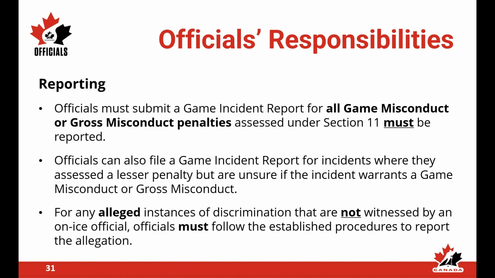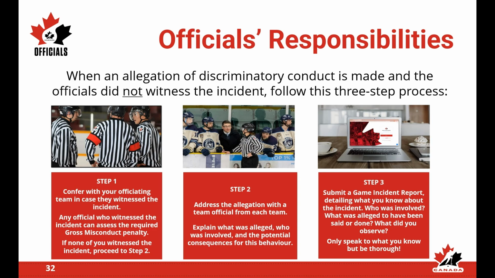For any alleged instance of discrimination that is not witnessed by an on-ice official, officials must follow the established procedures to report the allegation. So to review the officials' responsibilities, when an allegation of discriminatory conduct is made and the officials did not witness the incident, follow these 3 steps. Step 1. Confer with your officiating team in case they witnessed the incident. Any official who witnessed the incident can assess the required gross misconduct penalty. If none of you witnessed the incident, proceed to step 2.